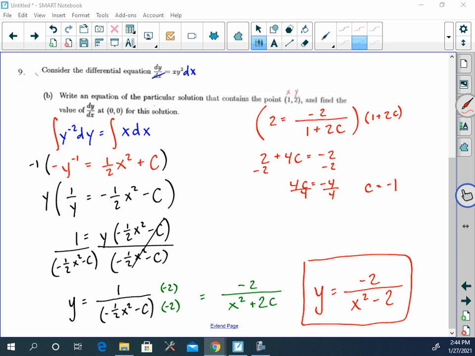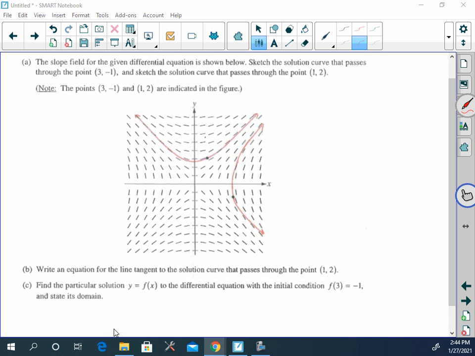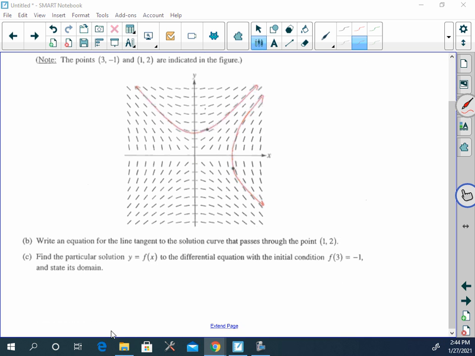Okay, and then to the next one here. Okay, so 5, you had a question on part C. Okay, and just the domain part of it, it looks like. So consider this differential equation, the particular solution. Okay, so I'm going to write my dy dx equals x over y.